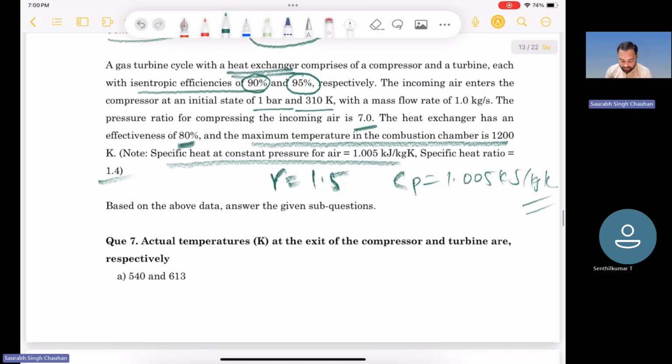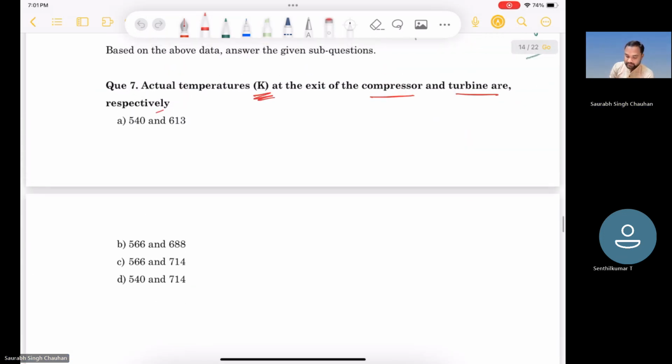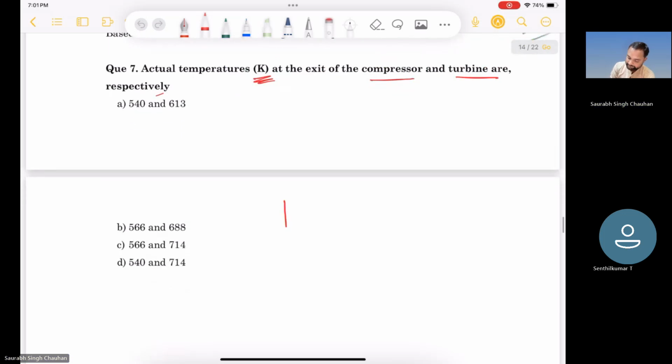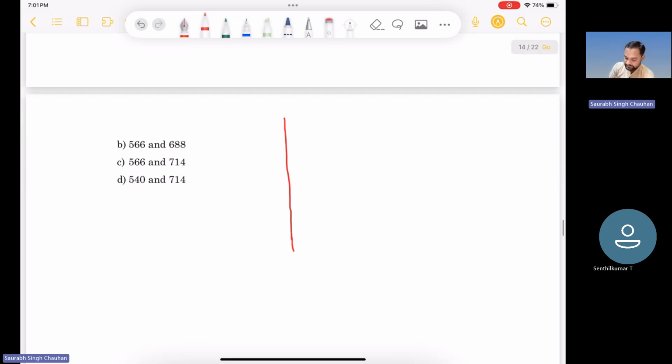So it is having a heat exchanger, isentropic efficiencies are given, and some other data is given. So now let us read question 7. Actual temperature in K at the exit of the compressor and turbine are respectively. So first of all, let's make the TS diagram.